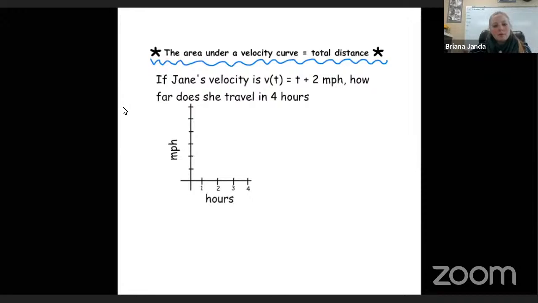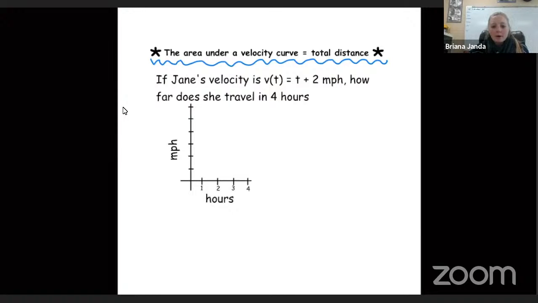Now, I started with a very basic example. We're going to take one step up from that and look at this. What if we change Jane's velocity? Last time I told you that it was a constant 20 miles an hour the whole time. Well, what if it's a linear function? What if Jane's velocity is v of t equals t plus 2 miles per hour? How far does she travel in 4 hours?